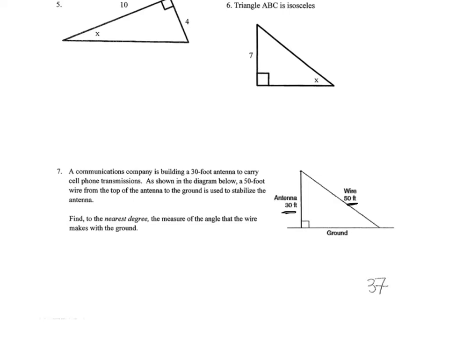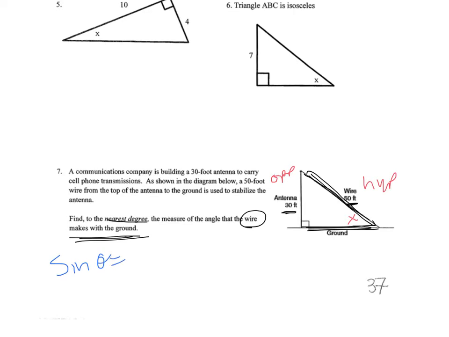And then it says, find to the nearest degree the measure of the angle that the wire makes with the ground. This is the wire, and this is the ground. So the angle in question is, in fact, this one. This is my hypotenuse. This is my opposite. So the trig function that deals with opposite and hypotenuse is going to be sine. Sine of theta equals opposite over hypotenuse.